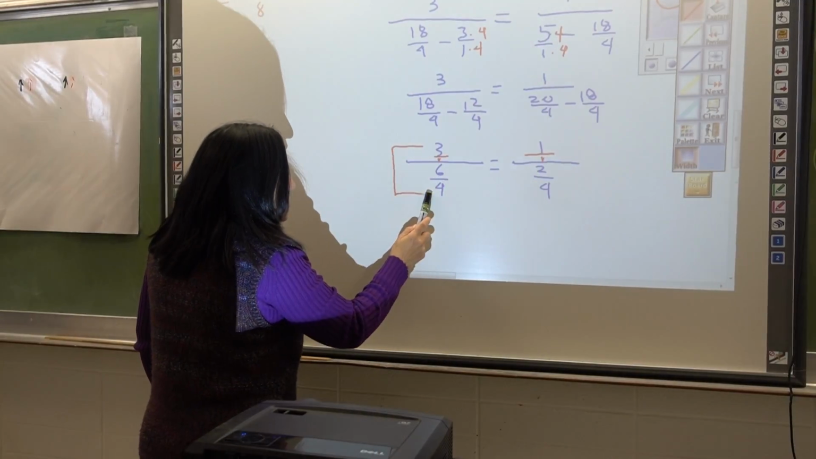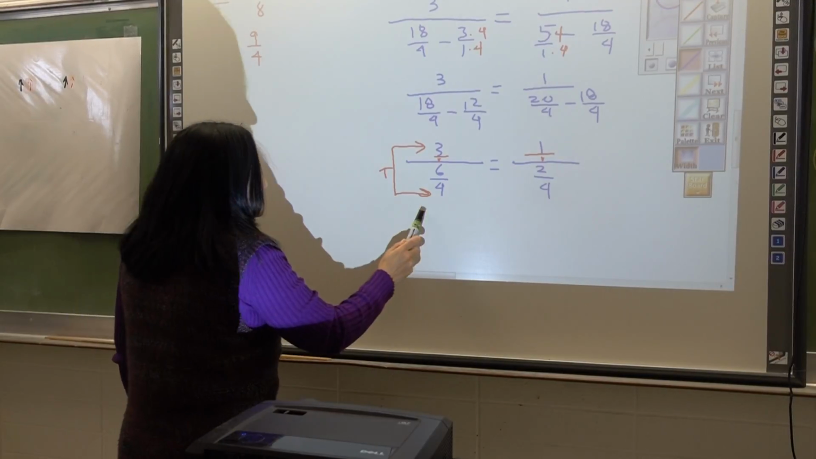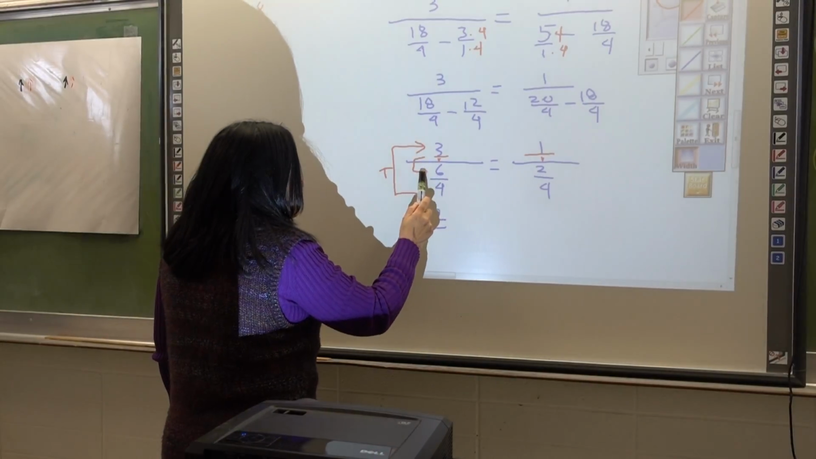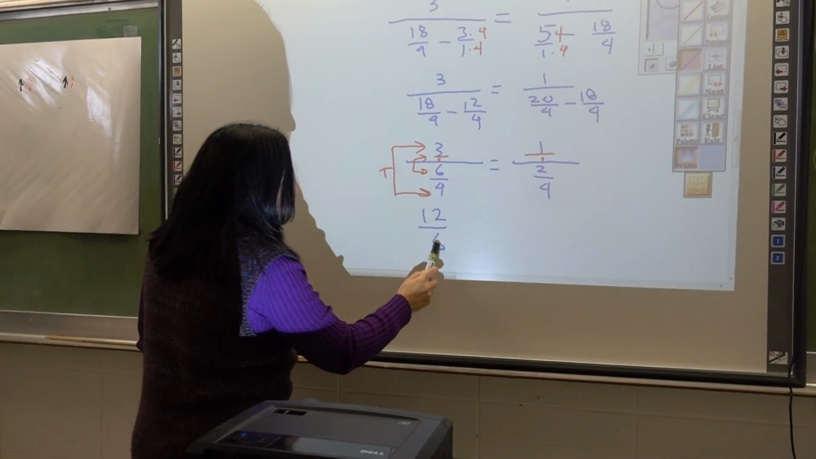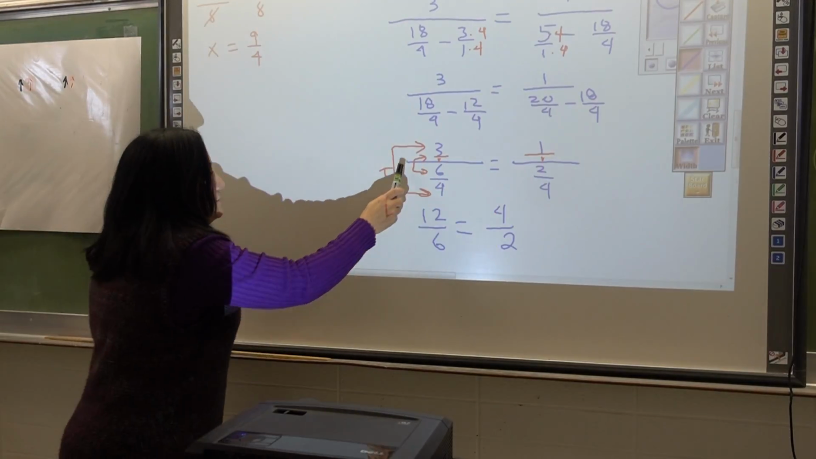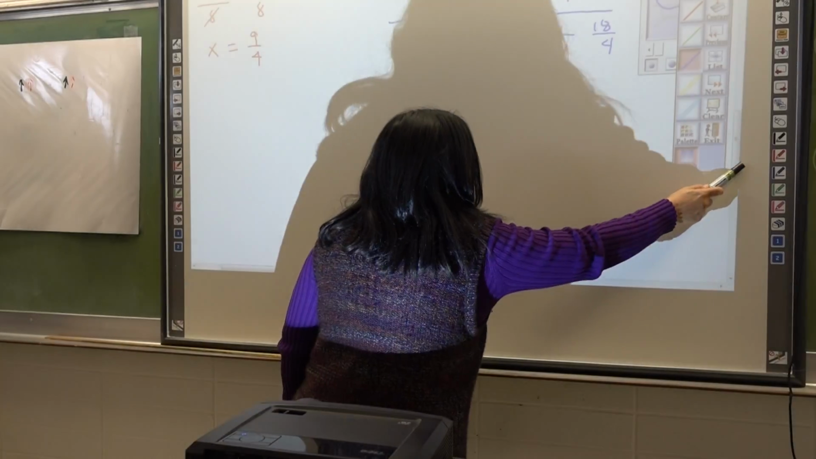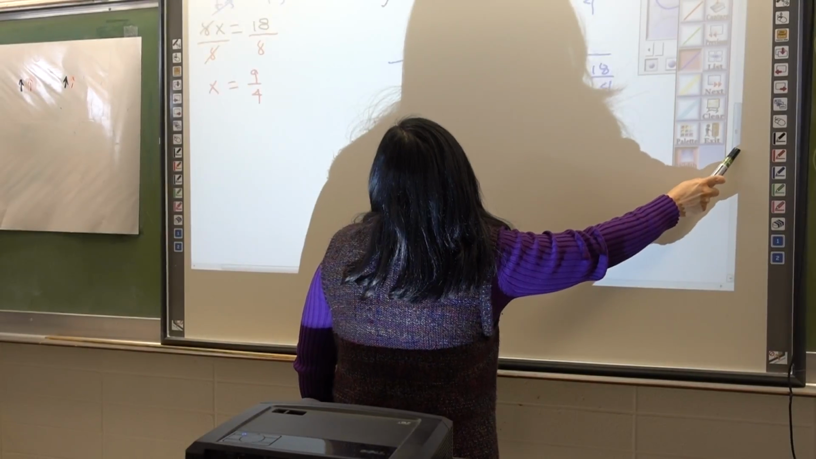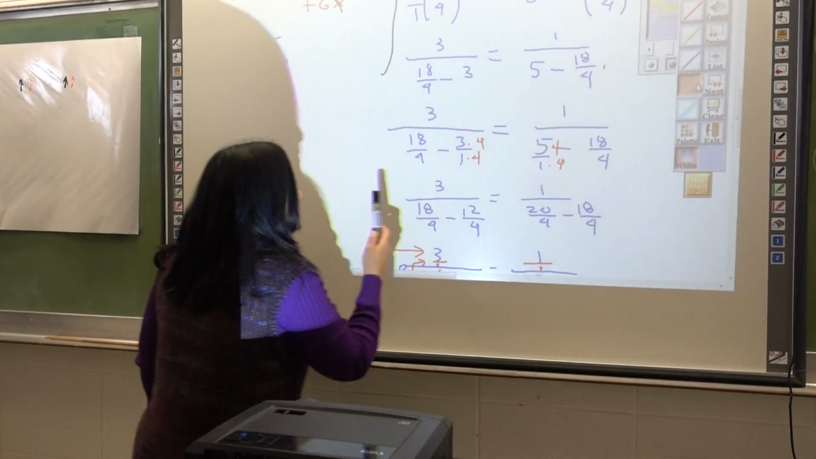You go 3 times 4, the answer goes on top, it's 12. And then 1 times 6, the answer goes on the bottom, it's 6. 1 times 4 is 4 over 2. I'm repeating the process. It's no problem. So we have then 2 equals 2. That means 9 fourths is a good answer. Here you go, 9 fourths. Highlight 9 fourths because it's a good answer.